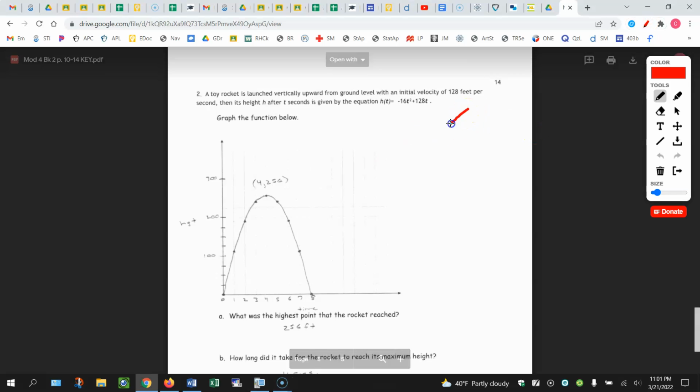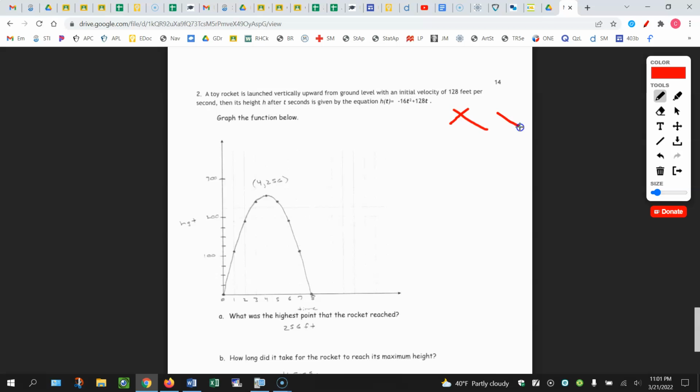You have x and y, and you have height and time. Oh, that's wrong. So let me delete that. You have x and y. X is time, y is height. Okay, so I plugged this in the calculator, this function here, using x instead of t.